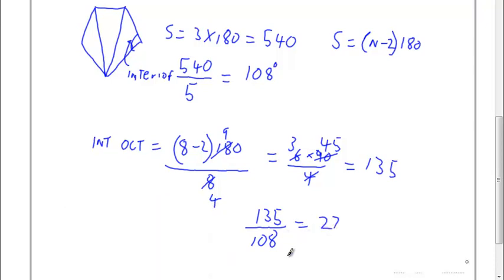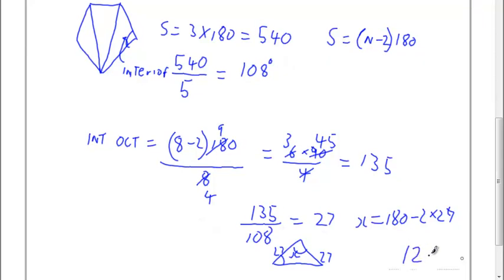27. And from our triangle, there's x. We've got 27 there. We've got 27 there. So x equals 180 minus 2 times 27. Well, 2 27s are 54. 54 from 180, well 60 from 180 is 120, 126. Done.